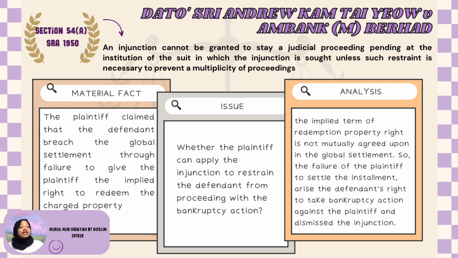For example, in the case of Datuk Sri Andrew Kamtayu against Bank Malaysia Berhad, the claimant actually defaulted in loan payment even after both parties had agreed in the global settlement. The plaintiff then sought an injunction to restrain the defendant from proceeding with the bankruptcy action since both parties are in proceeding where the plaintiff claimed his right over the property redemption under item. So, the court dismissed the injunction as they believed that there is no merit in the plaintiff's claim and upheld that it is the Bank Berhad's right to proceed with the bankruptcy action due to the plaintiff's default.